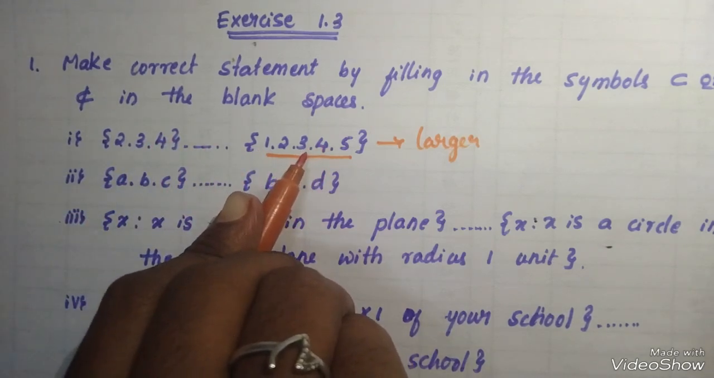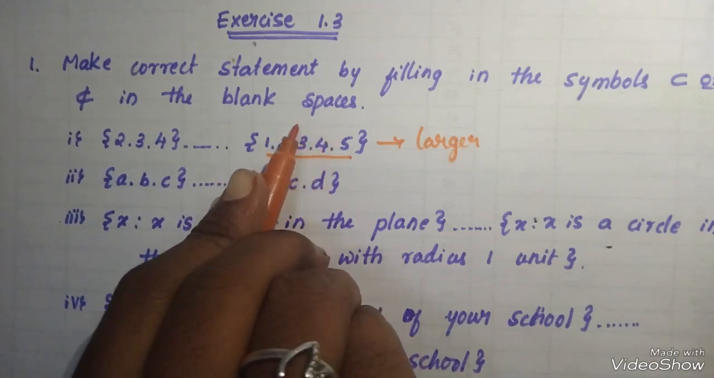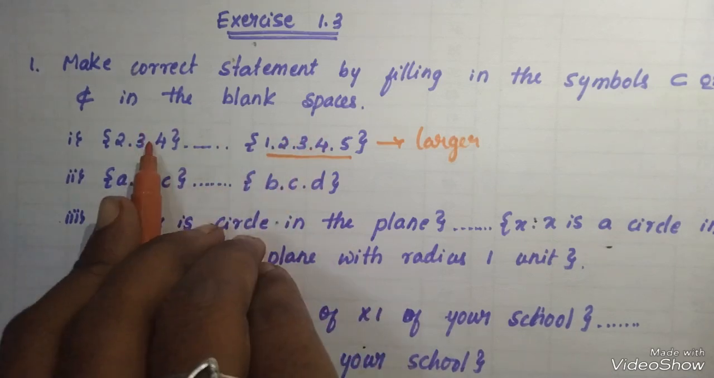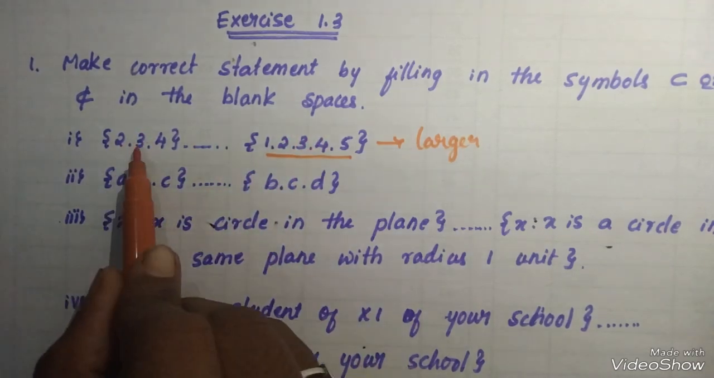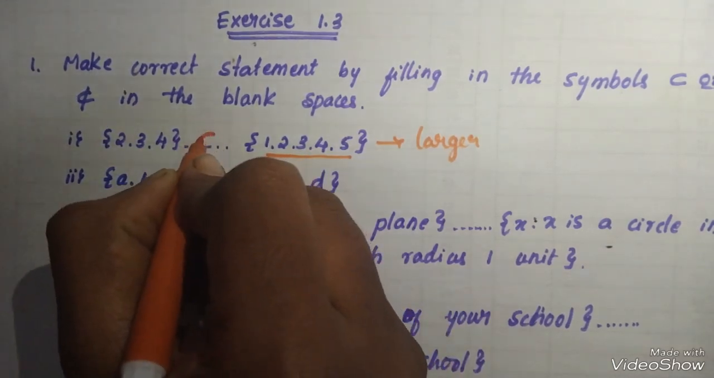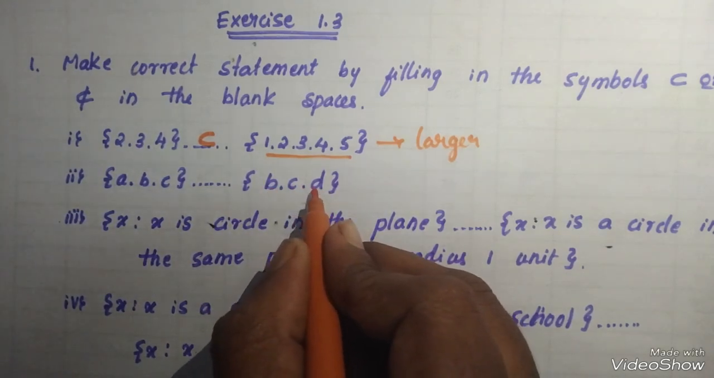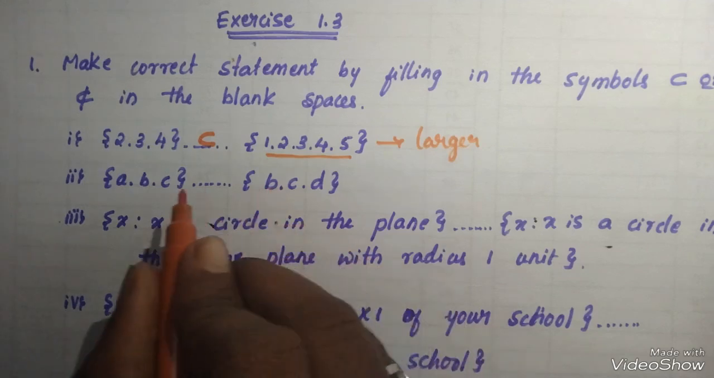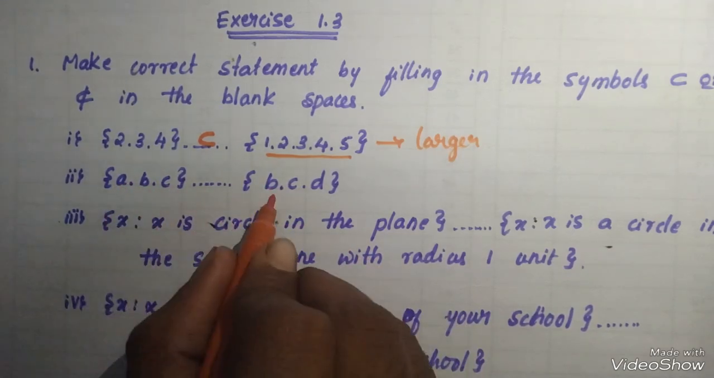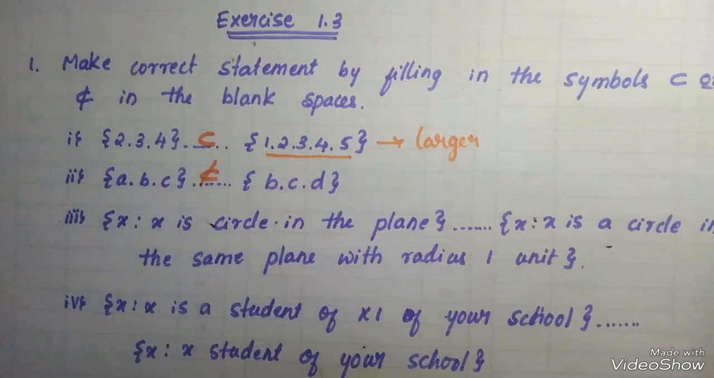The elements may be equal to this set, or some elements from this set are called the subsets. Here 2 3 4 belongs to the larger set. Hence it is a subset. Now check here: BCD is the larger set. We have to check whether ABC is a subset or not. Here there is an element A which is not present in that set, therefore it is not a subset.